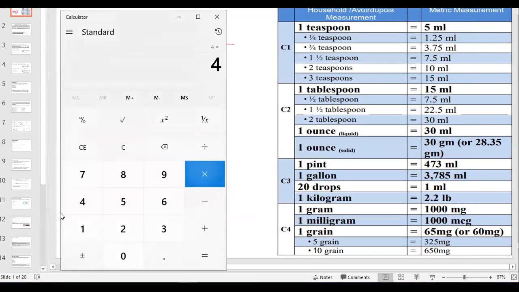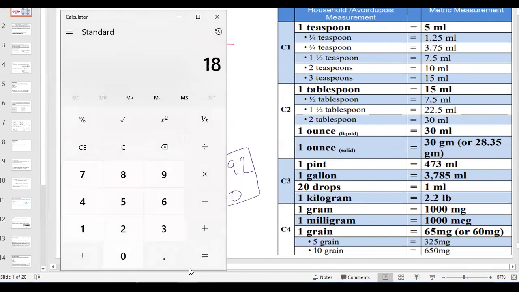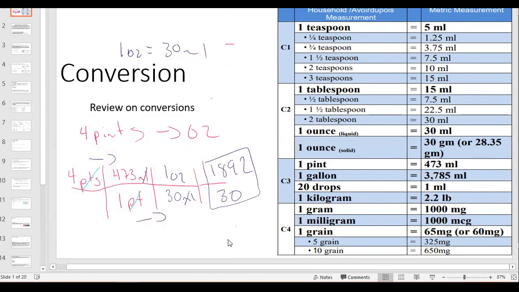That'll be 4 times 473 equals 1,892. And 1 times 30 is 30. So at the end, I just have to divide this section. 1,892 divided by 30, which is going to equal 63 point.